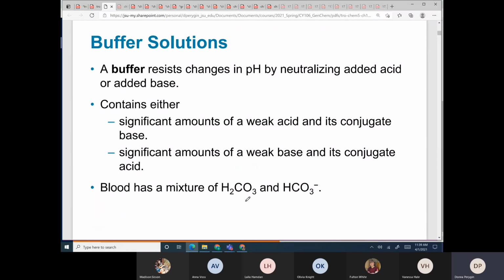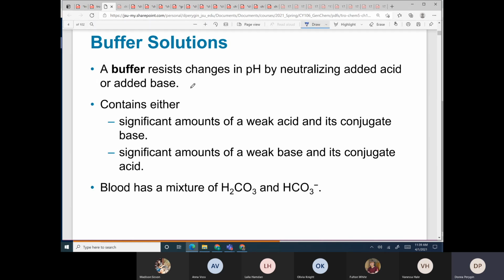All right. So a buffer can resist changes in pH. So your blood has buffers in it that can resist changes in pH by neutralizing added acid or base. So this chapter talks about buffer solutions and titrations. Okay, so we're going to be talking about buffers and titrations. So a buffer resists pH change by neutralizing added acid or base. So if you're going to take biochemistry, buffers are very important. You're going to be making a whole lot of buffers or using a whole lot of buffers.